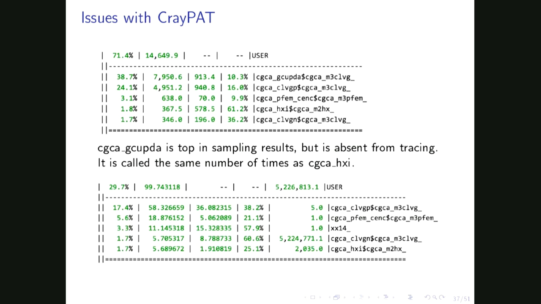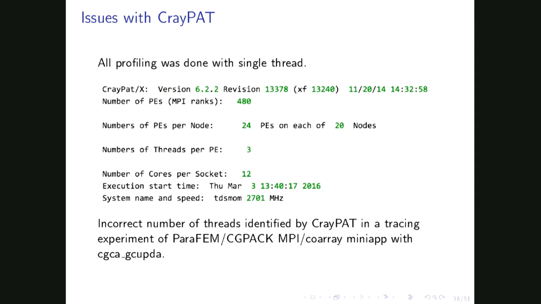The other issue that we found was related to the number of threads. Here the profiling information says that there are 3 threads per PE. However, this is not a multi-threaded application, and it should show only one thread. This really wasn't a big problem at the moment, but it could cause some headaches once we introduce more than one thread.